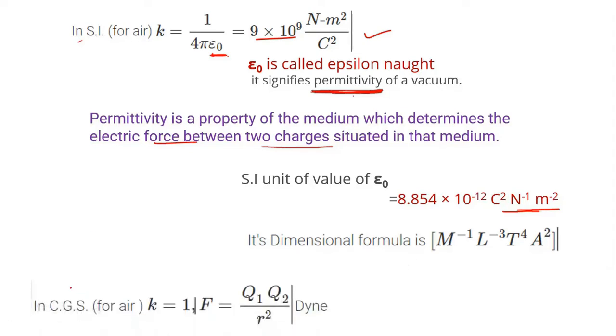Now, next, another very important thing, in the CGS system. CGS means the centimeter-gram-second unit system. The value of K becomes 1. So in CGS, the formula for Coulomb's force becomes Q1 Q2 by r square. There is no constant of proportionality because its value is going to be 1.